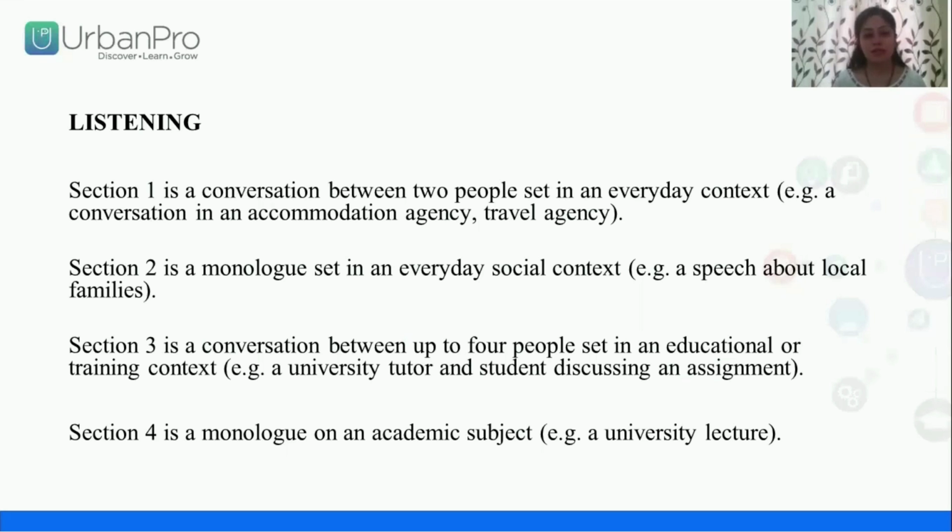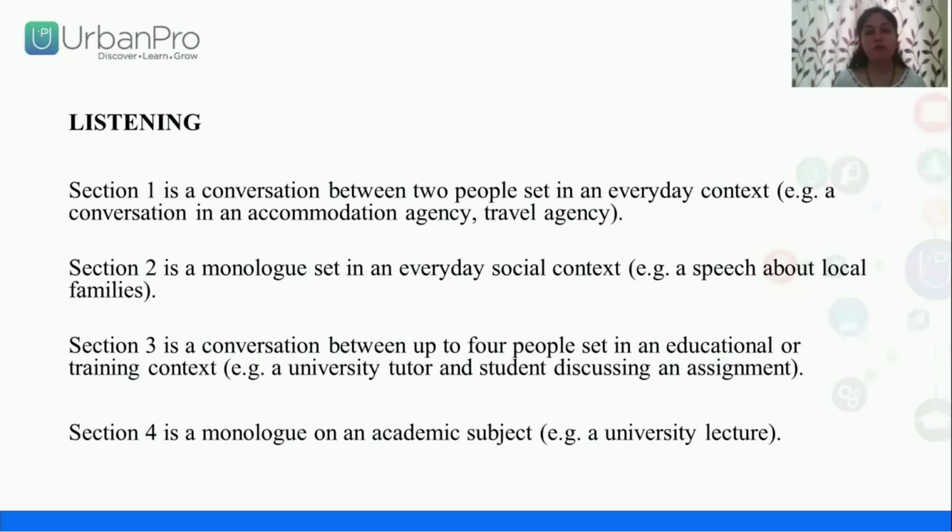So last is section 4, which is also a monologue. It's on a little bit of a bigger scale. For example, a professor giving a huge presentation, or a researcher presenting their thesis to a large group of people. So that is section 4.